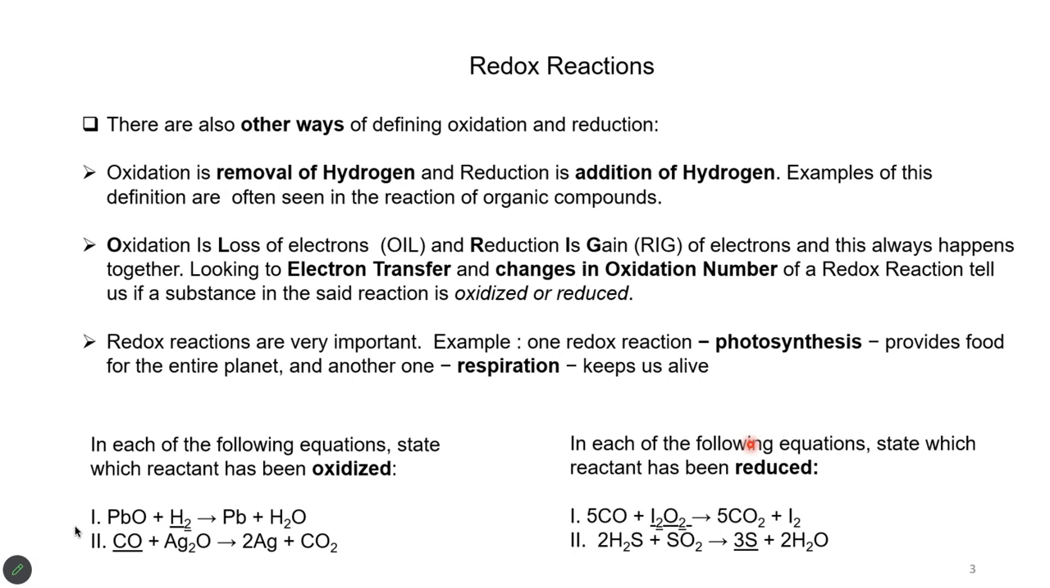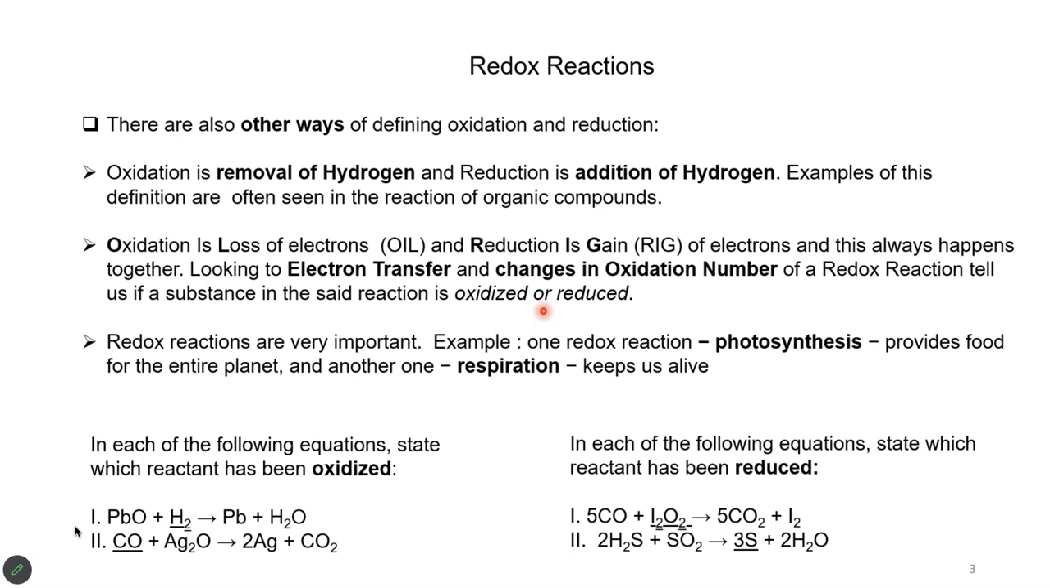Another way of defining oxidation and reduction is that oxidation is loss of electrons and reduction is gain of electrons. To remember it, it's very interesting. Oxidation Is Loss, O-I-L, oil; Reduction Is Gain, R-I-G, rig: OIL RIG. If we remember this, we can immediately define oxidation and reduction very easily.